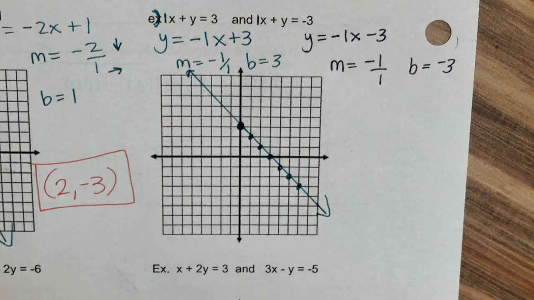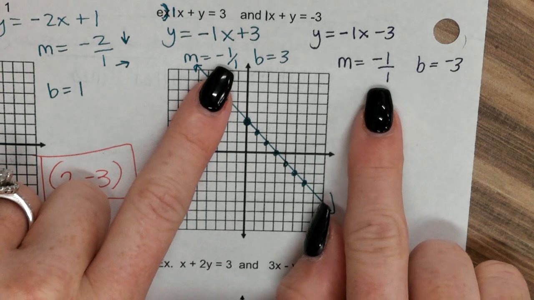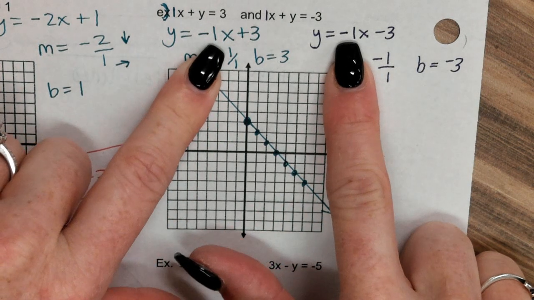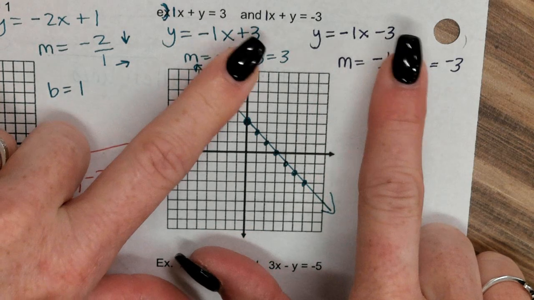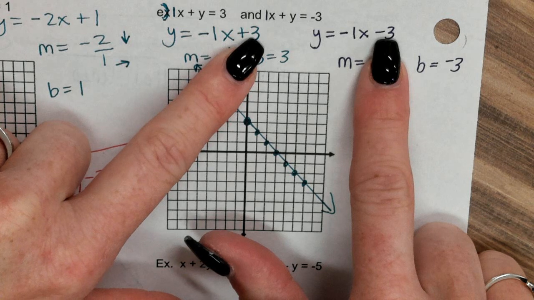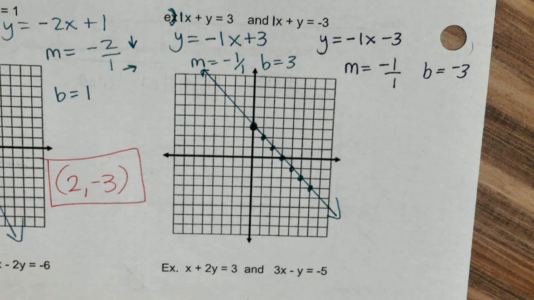Now stop and tell me, what do you see right here? Their slopes are the same, their y-intercepts are different. That means they are parallel lines. Now I do still have to graph it, but what is my answer going to be? Are they ever going to touch? The answer is going to be what? No solution. All right, but let's go graph it.